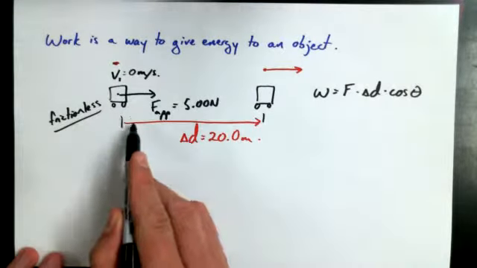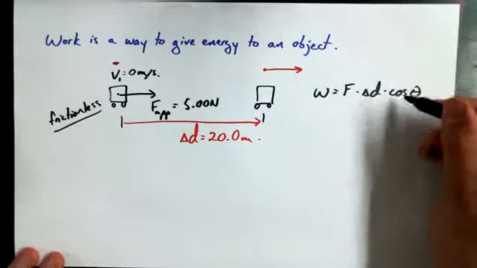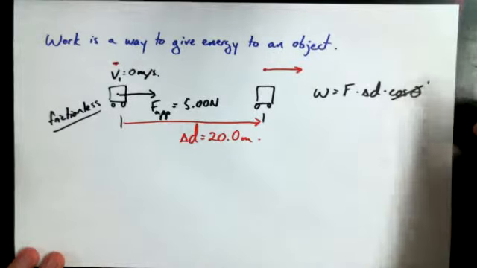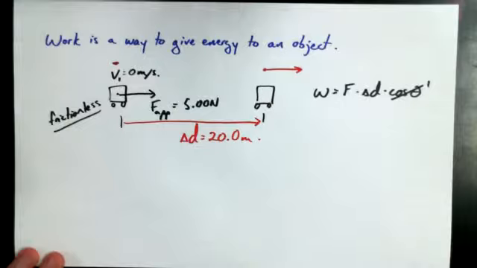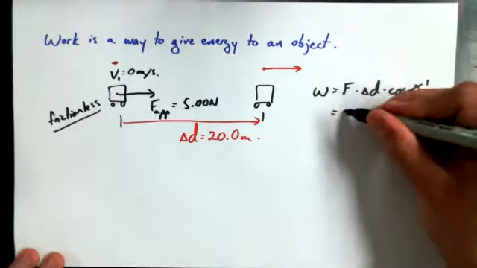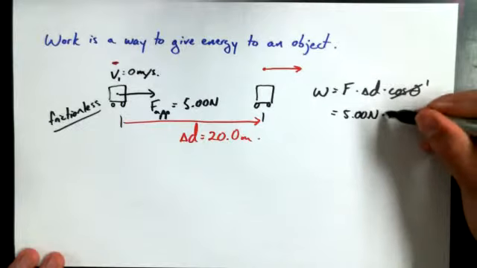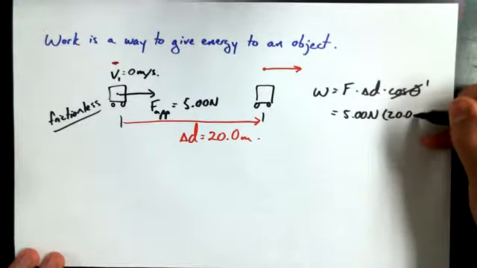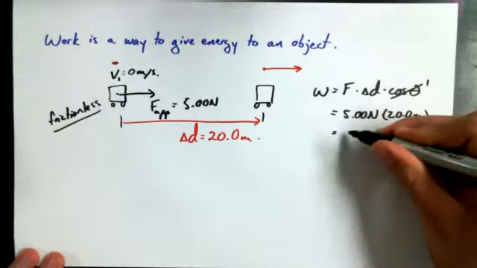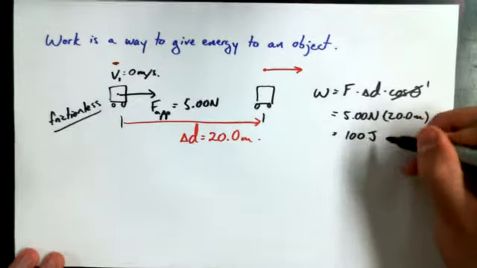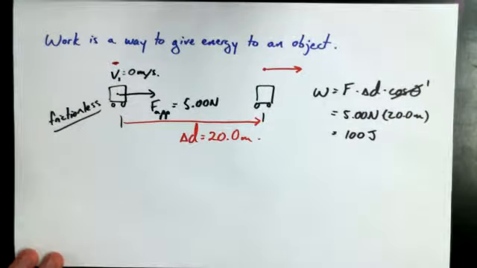First of all, if the displacement is in the same direction as the applied force, cosine theta just reduces to 1 because the angle between those two vectors is 0. The applied force is 5.00 newtons, and the displacement is 20.0 meters. We get 100 joules of work. Okay, nice round numbers.